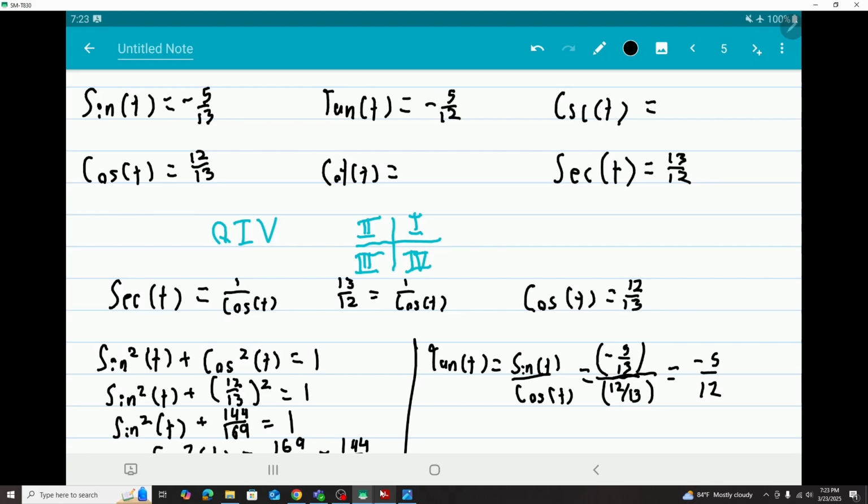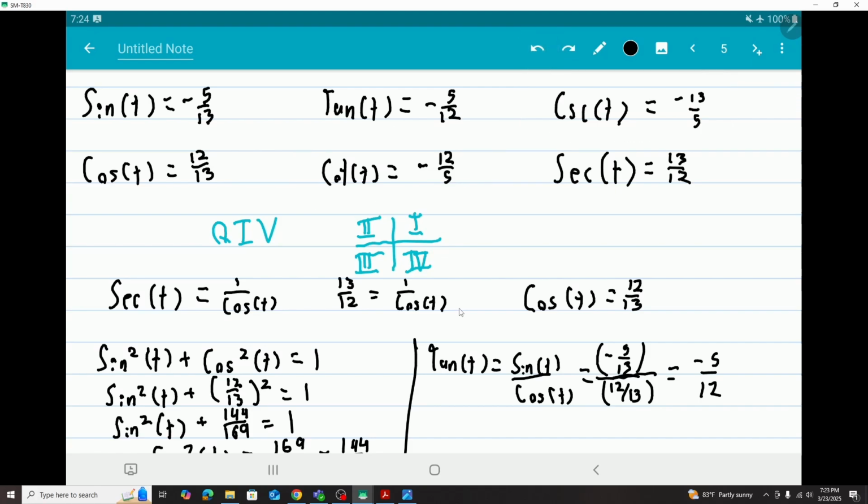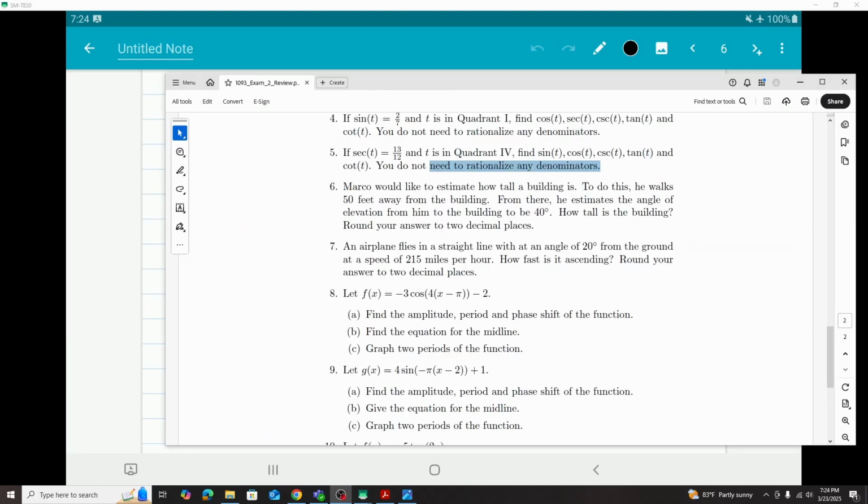And so now from here, you're free to not do any more fraction work. So cotangent, you can just flip tangent. It's minus 12 over 5. Cosecant, you can flip sine. It's minus 13 over 5. Okay. And secant, we already had from the start. So if you want to see how you would work these out in more detail, go back to the previous problem where I write what they are in terms of sine, cosine, tangent. And that's how you do one like that.